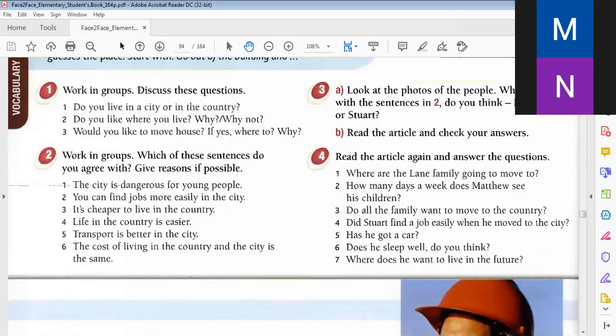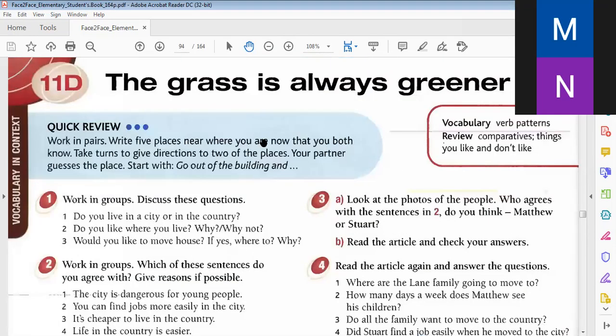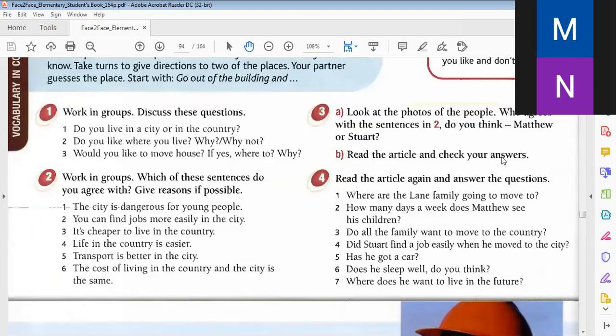It's a bit like this. The grass is always greener on the other side. It's a bit like this. Yes. Anyways, let's start with a few speaking questions.